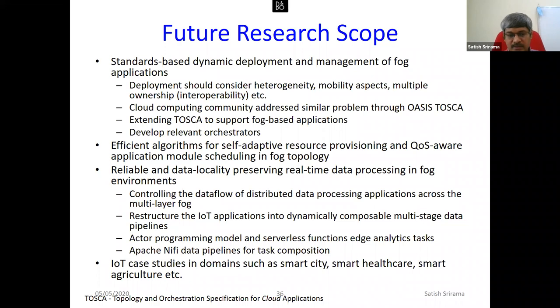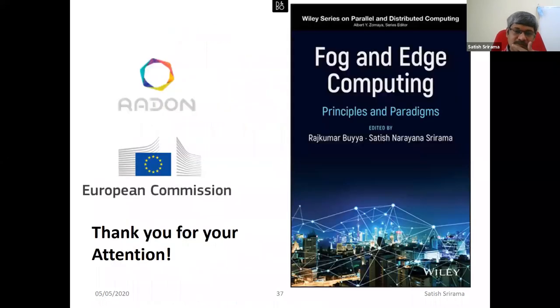Interesting challenges. Eventually we have to take all this research and deploy these things in different applications: smart city applications, smart healthcare applications, smart agriculture. Whatever research models we propose are very good for journals, but eventually if you want to show them, you need to have the applications. So you can think about all these things. Thank you very much for your attention.